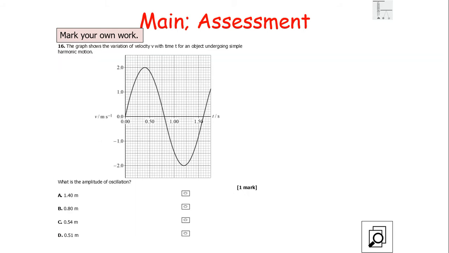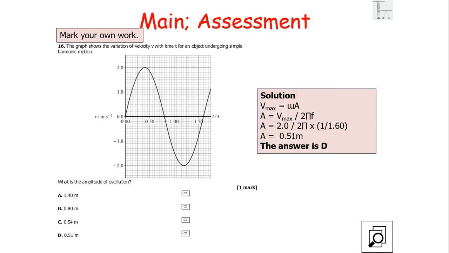This graph shows a variation of velocity v with time t for an object undergoing simple harmonic motion. What's the amplitude of this motion? Now again, you can't actually use the graph to identify it, because the graph is a velocity-time graph. So you're going to have to use the equation maximum velocity equals omega A, and remember, omega is 2 pi f. So let's rearrange that to make A, the amplitude, the subject. So we do v over 2 pi f.